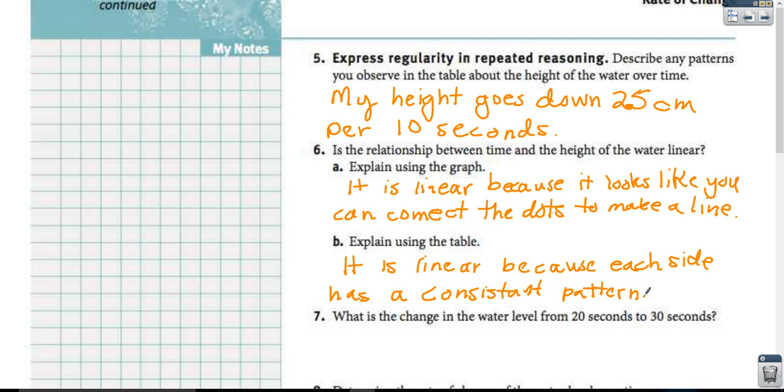Okay? What is the change in water level from 20 seconds to 30 seconds? So at 20 seconds in our table, it said that we were at 10. On 30 seconds, it said 7.5. 10 minus 7.5 is going to be 2.5. So we're going to put 2.5.